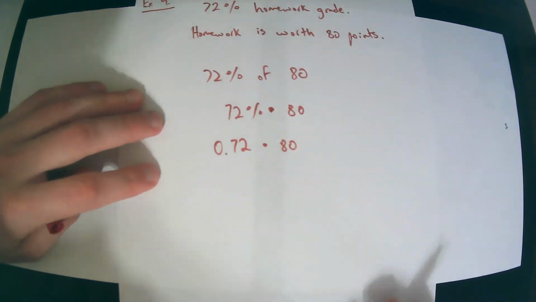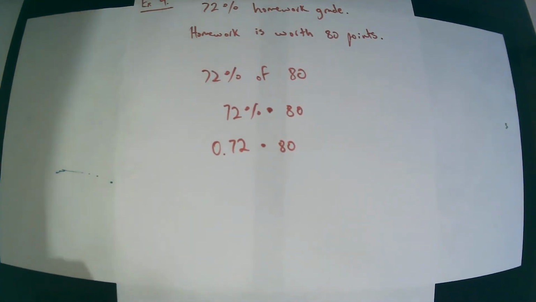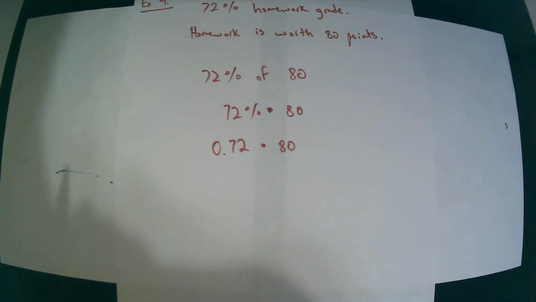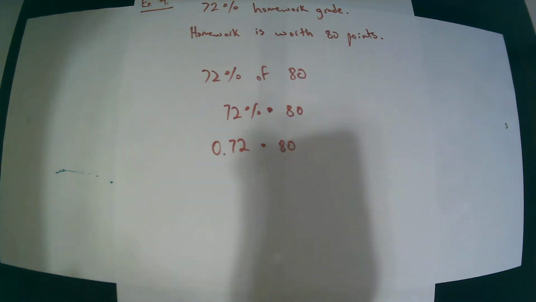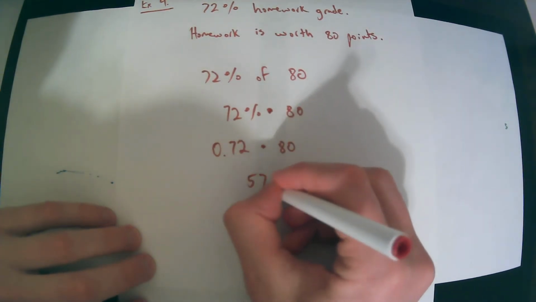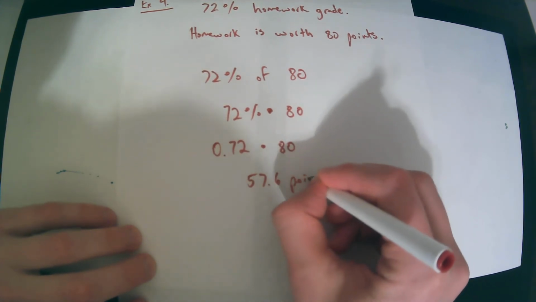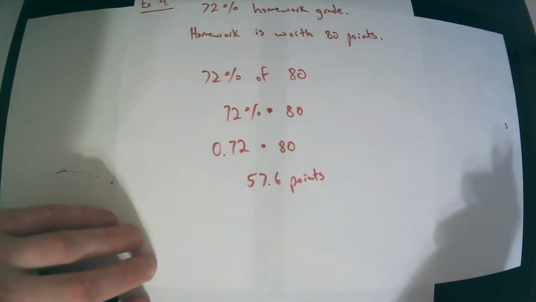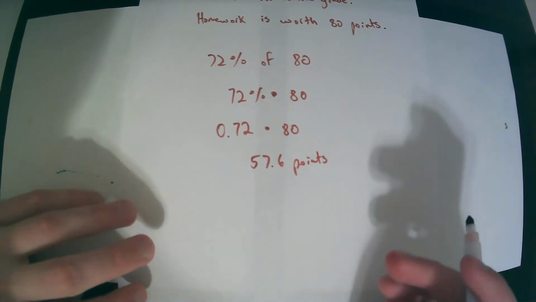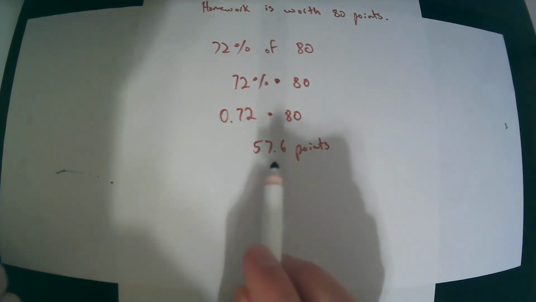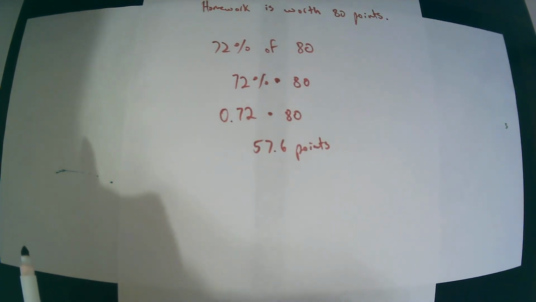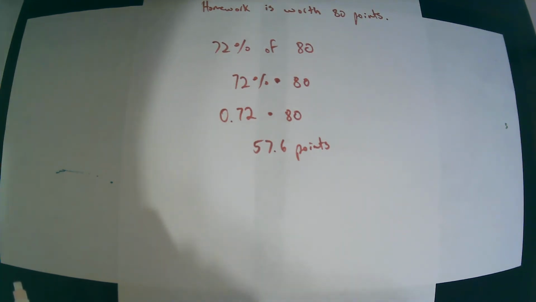There we go. That's what you want there. So pop that into the calculator, 72%, so 0.72 times 80. That's going to be 57.6 points out of 80. If you wanted to confirm, you could take 57.6 and divide it by 80 again, and when you multiply it by 100, you would get your 72%. Cool.